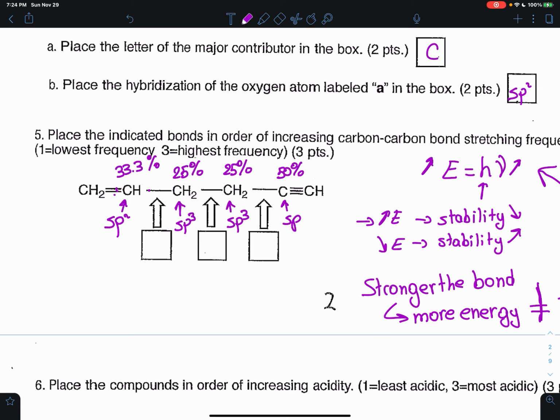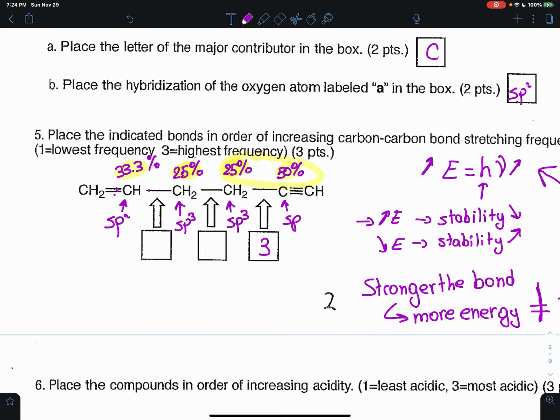So now, looking at all of that, I know this bond is 50 and 25. This bond is 25 and 25. And this one is 33 and 25. I know that the highest S character is going to be between these two right here, right? Because 50 and 25, that's 75%. That's the highest. So that would have the highest frequency, meaning that this will take number 3.